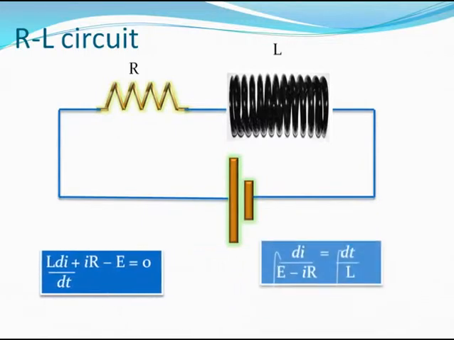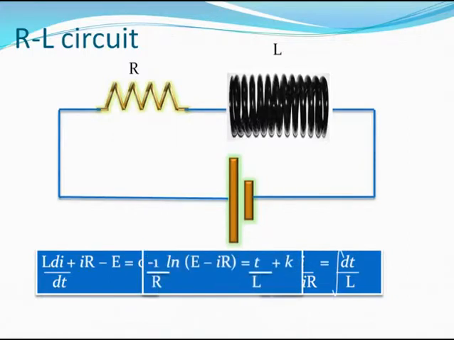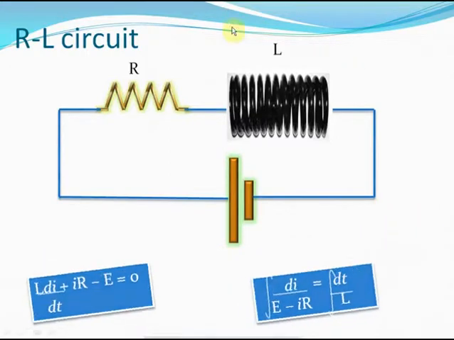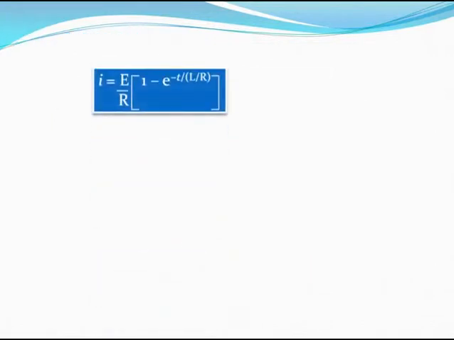Now if we integrate this expression after separating the variables, we get integral di by (E minus IR) equal to dt by L, and on further simplification we get minus 1 by R ln of (E minus IR) equal to t by L plus constant. On final simplification of this simple Kirchhoff's law application, we get the value of the net current flowing through the RL circuit as this expression.